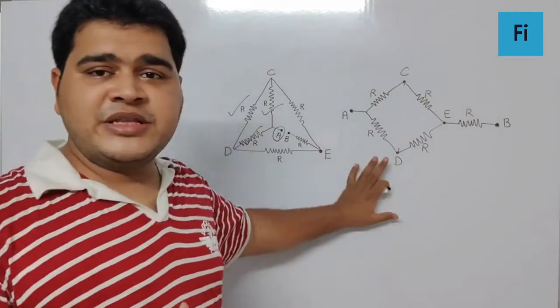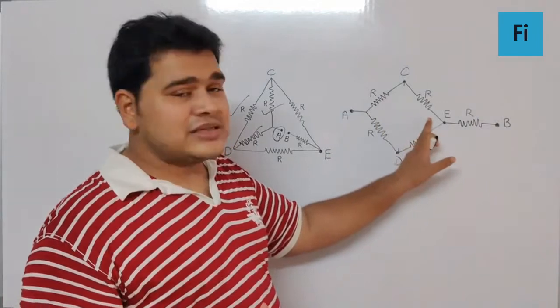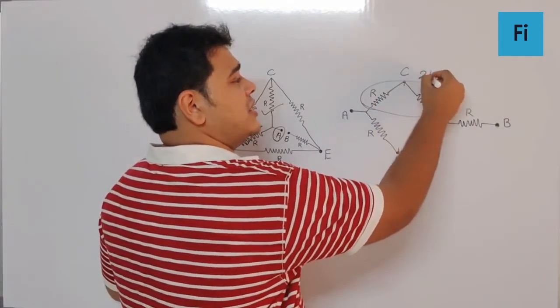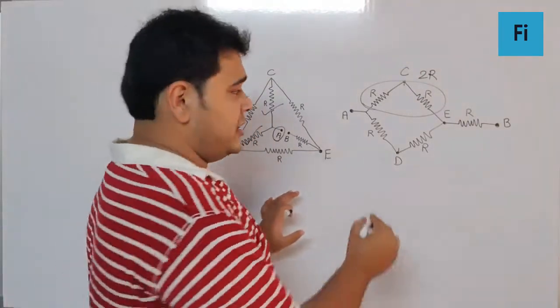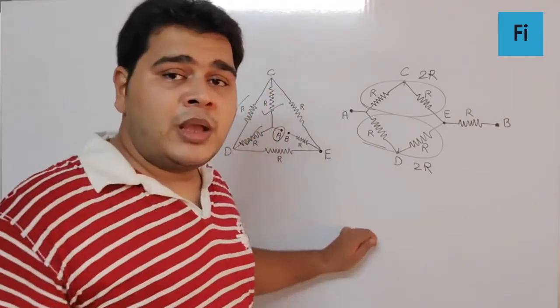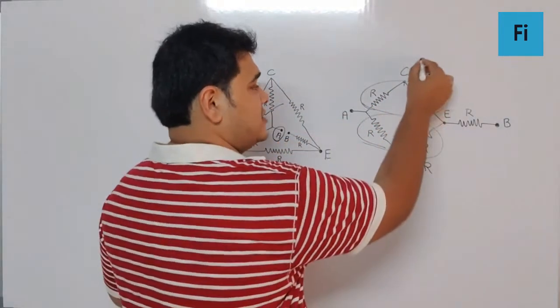I hope that you are clear with this. Now the diagram becomes pretty clear. I can say this R and this R are in series. So we get this as 2R. Similarly, these two resistances are in series. So we get 2R. 2R and 2R in parallel, we get R.